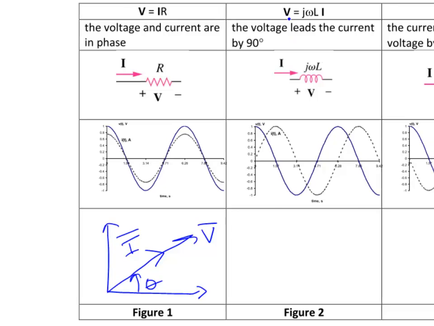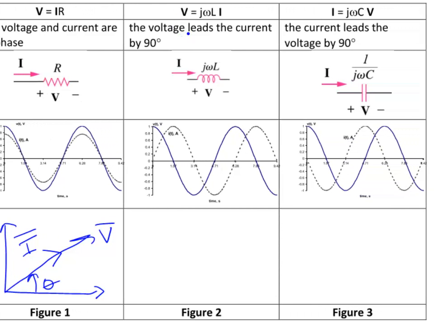How about inductors? For inductors, the voltage-current relationship is V is equal to J omega L times I. And for the inductor, the voltage leads the current by 90 degrees. So once again, the circuit model is a voltage source and a current source. And now the inductor is J omega L, where omega is the angular frequency. So now if you look at the graph, I have the current, I of t is the dashed line, V of t is the solid line, and it is 90 degrees out of phase, which means the voltage leads the current by 90 degrees.